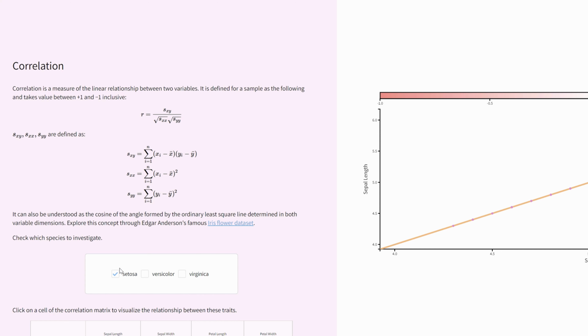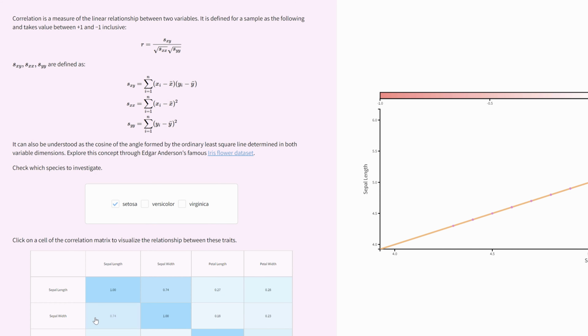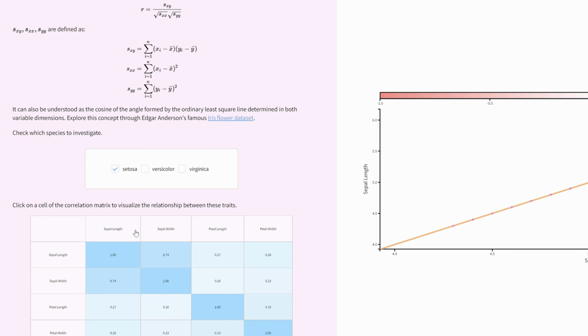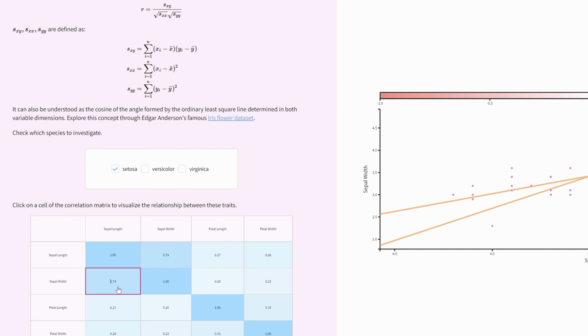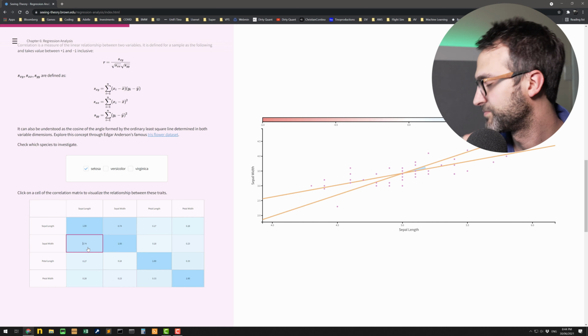Setosa. All right, I've got a correlation matrix here of setosa, length, width. Let's pick 0.74. So you're telling me that I regress these two against each other, and the cosine of the angle of the line that is formed is 0.74. Wow. If I had to take one takeaway from this, I have never heard of this. This is amazing.